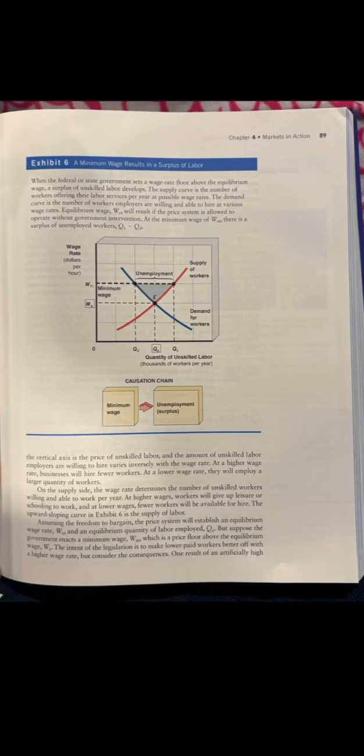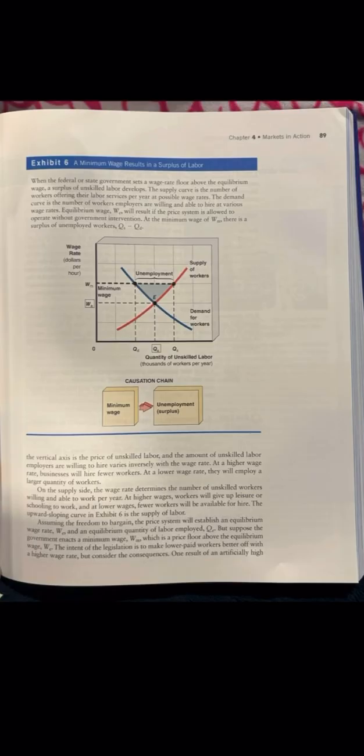When the federal or state government sets a wage rate floor above the equilibrium wage, a surplus of unskilled labor develops. The supply curve is the number of workers offering their labor services per year at possible wage rates. The demand curve is the number of workers employers are willing and able to hire at various wage rates. Equilibrium wage, WE, is the result when the price system is allowed to operate without government intervention. At the minimum wage of WM, there is a surplus of unemployed workers, QS minus QD.